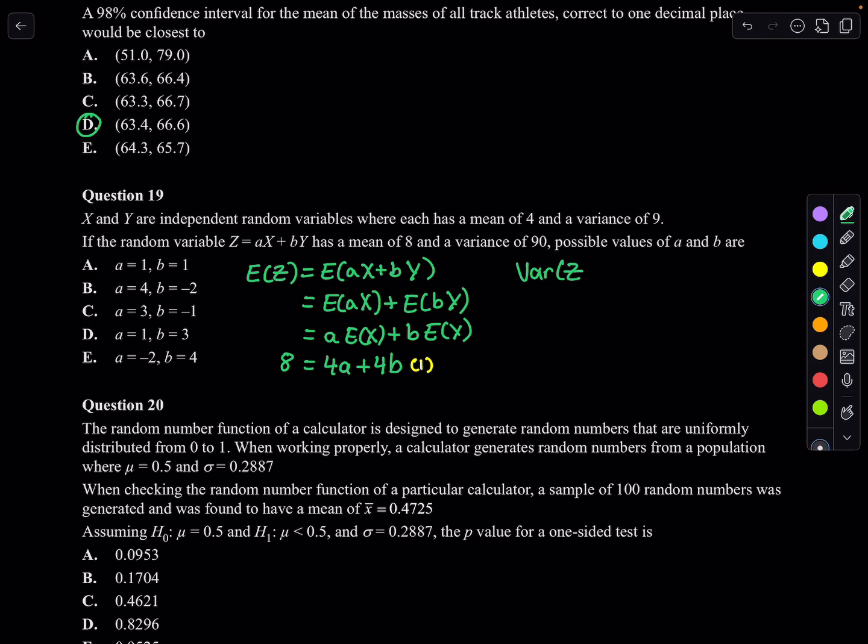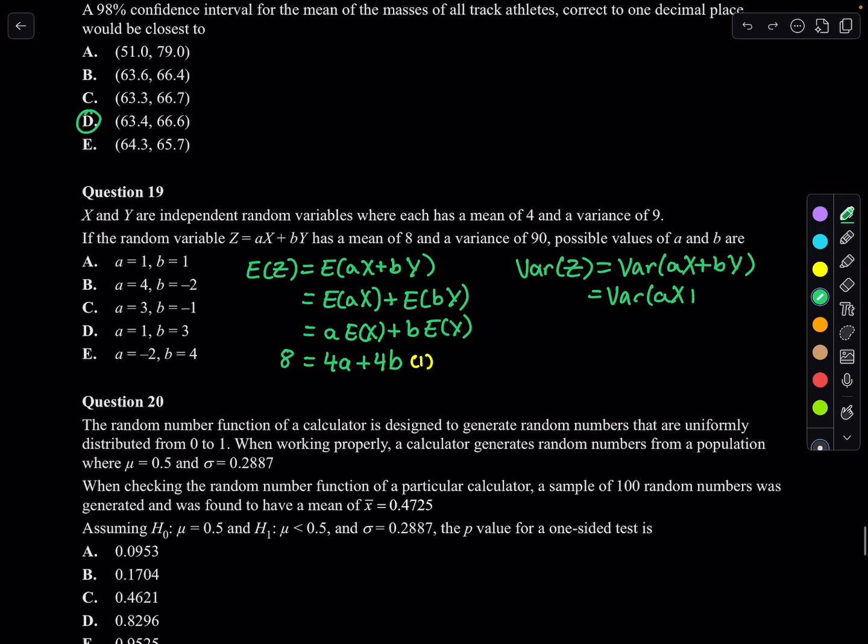Variance for Z is the variance of AX plus BY. And again, break them apart. Variance of AX plus variance of BY. But if you're going to take the constant out for a variance, you need to square it. So A squared variance of X plus B squared variance of Y.